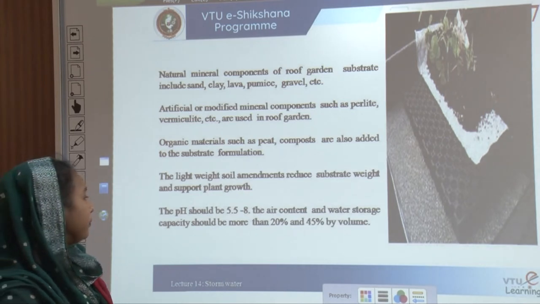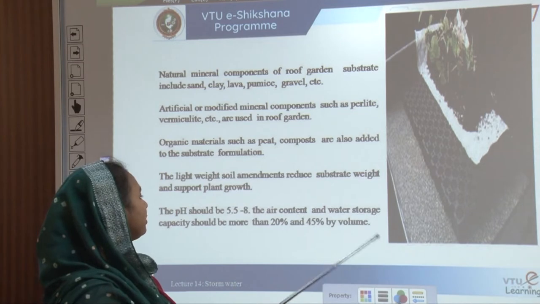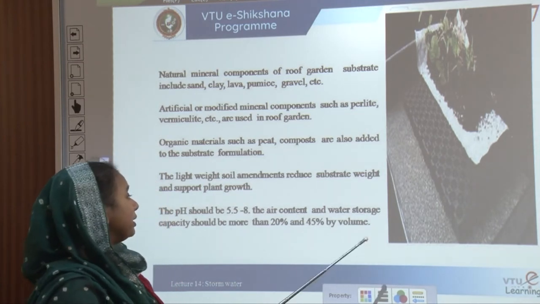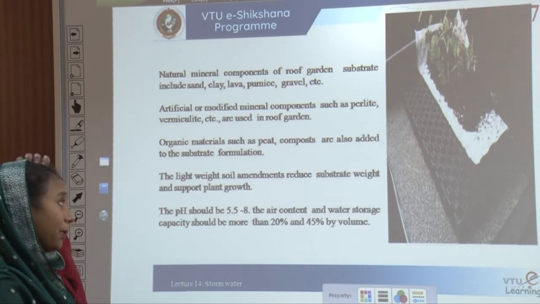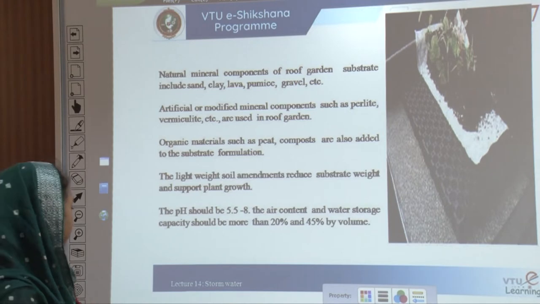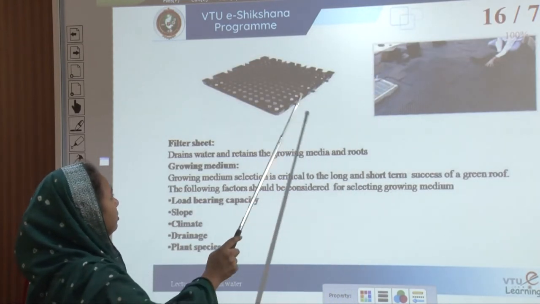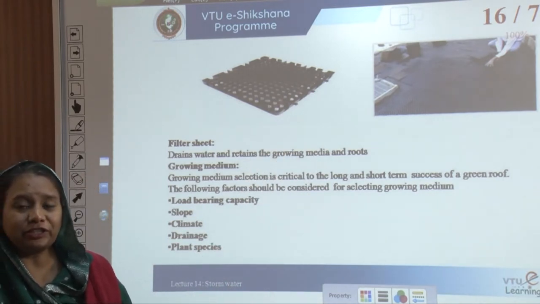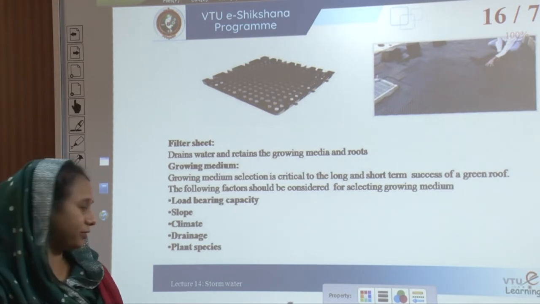So, this is very important for us to understand the pH value, because the pH value should be at least 5.5 to 8 and the air content in the water storage capacity should be more than 20% to 40% by volume. So, when this is done, all along the surface of a filter sheet, and if you are even planting any kind of vegetation around, it is very easy for us to have an impervious surface.